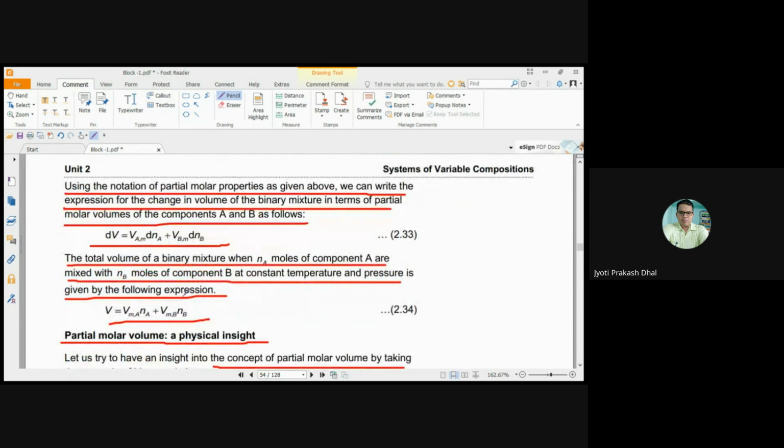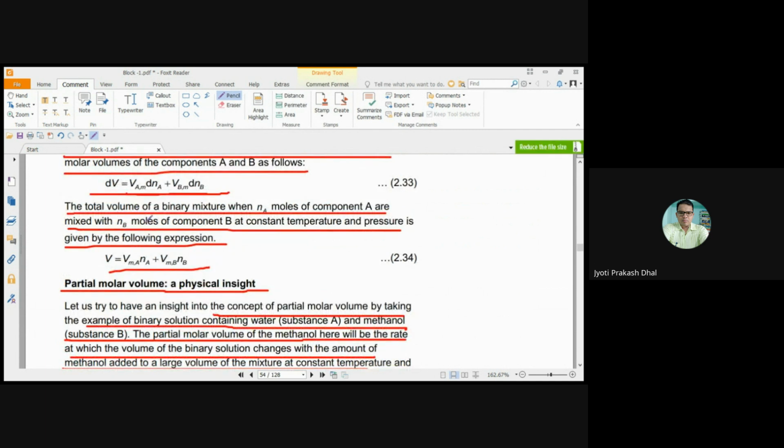Now using the notation of partial molar properties, we can write dV equals VAM dNa plus VBM dNb. Similarly, the total volume of a binary mixture, when Na moles of component A are mixed with Nb moles of component B at constant temperature and constant pressure, can be given by taking integration of equation 2.33.